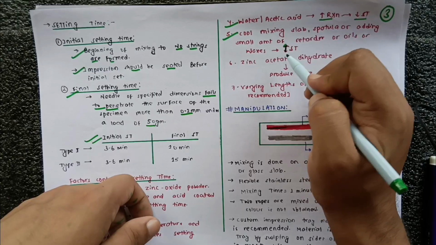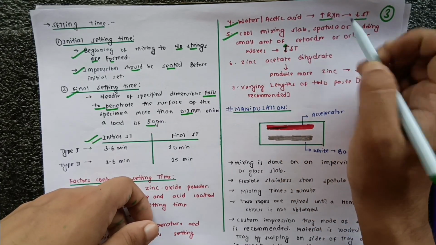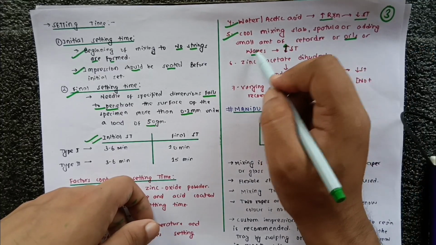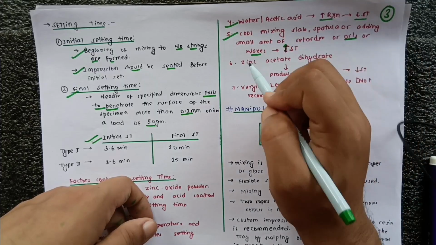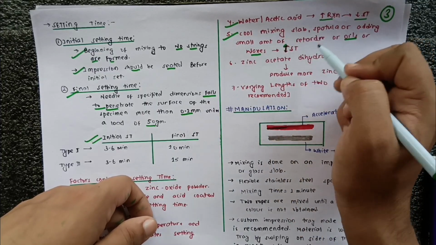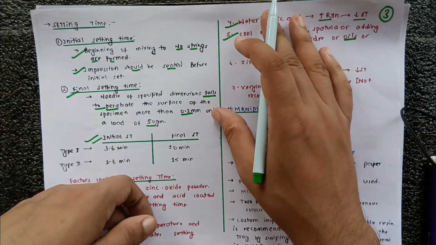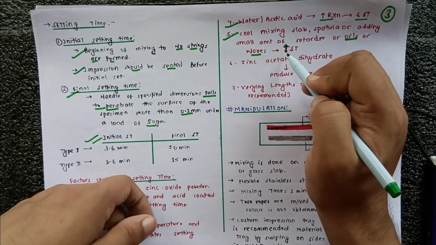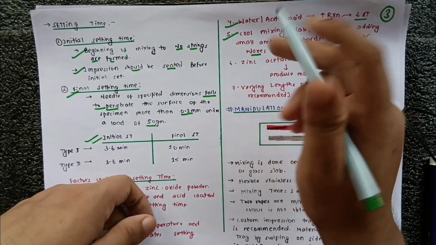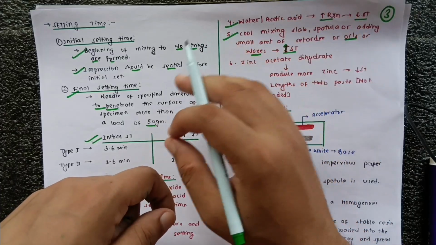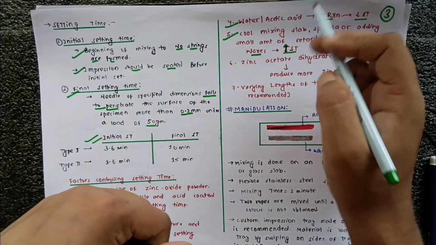So it would increase the setting time, meaning a cool mixing slab, spatula, or a small amount of retarder like oils or waxes. Waxes we have used as fillers too, and they can be used as a retarder too. So these are the retarders. They just increase the setting time, sorry, I think I made a mistake previously. They are the retarders, they would increase the setting time.